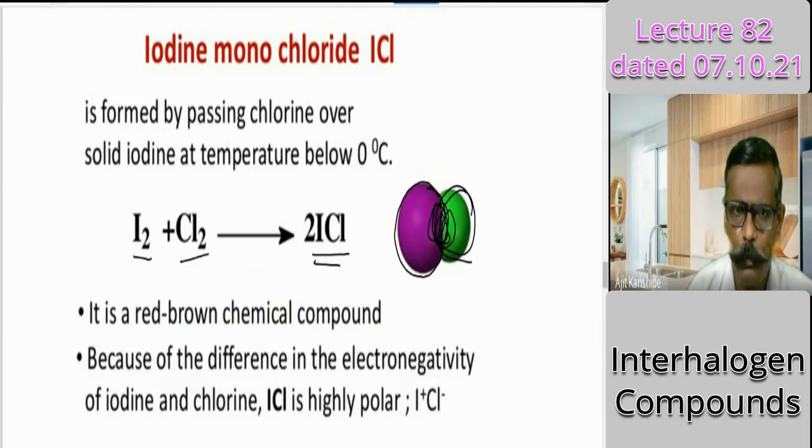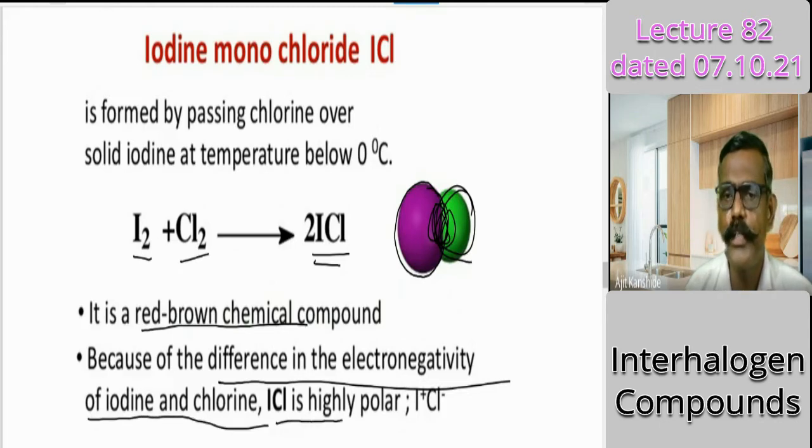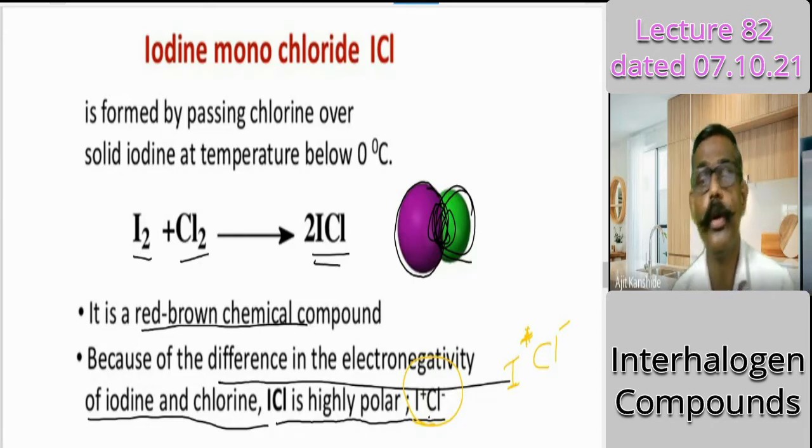Detailed information about it is also given. It is a red brown chemical. Because of the difference in electronegativity of iodine and chlorine, ICl is highly polar. Highly polar means what? I plus and Cl minus. Charges are there, see. Iodine carries positive charge and chlorine carries negative charge. Why does iodine carry positive charge? Because it is electropositive compared to chlorine.